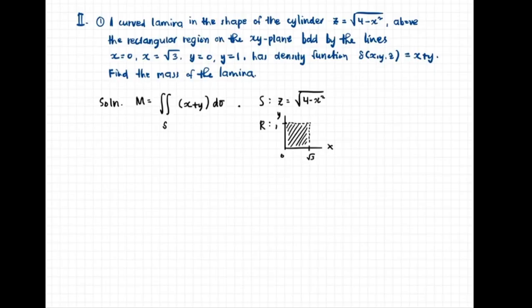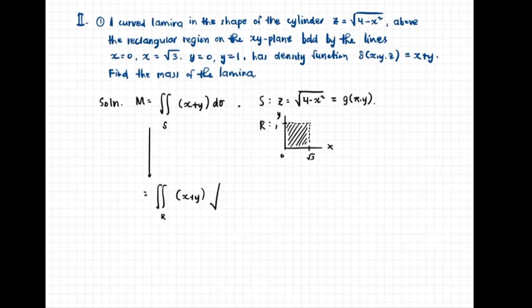So since z is equal to square root of 4 minus x squared, we could take a look at z, or at the surface, as something which is Cartesian defined. So the square root of 4 minus x squared is denoted by g of xy. And so for our solution, this is equal to the double integral over the region R of x plus y. We want to express everything in terms of x and y, since we're projecting onto the xy plane. So the density function is retained.